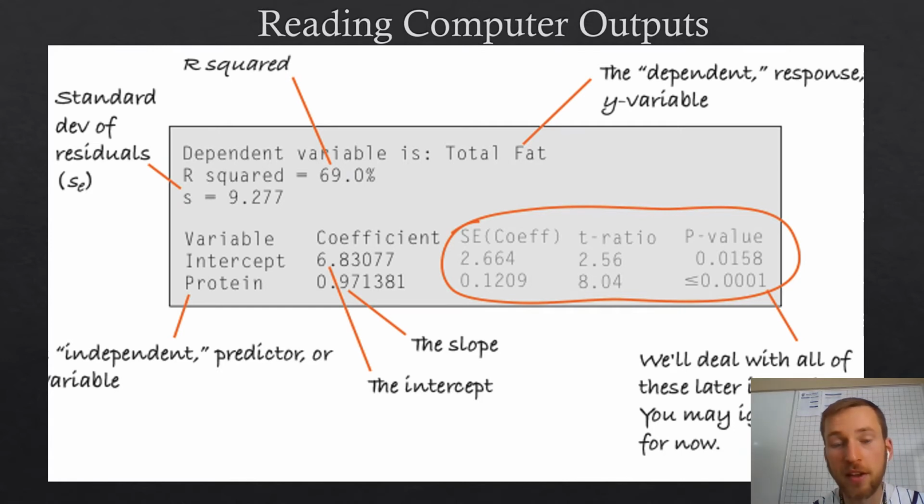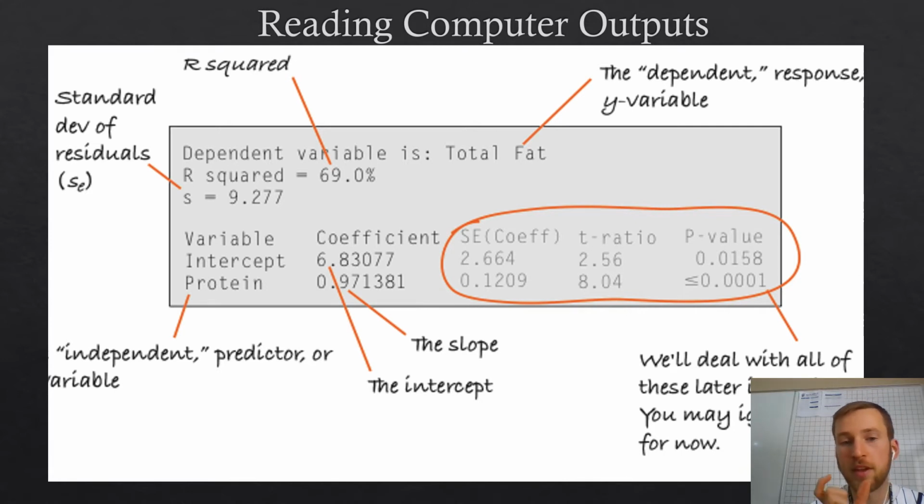That just means that is our y-intercept, okay? And then the coefficient in front of protein gives us our slope. So slope here would be 0.97. And this stuff on the right side doesn't mean a whole lot right now. We might talk about it later at the end of the year, but for now you can ignore that. The main part you need to realize from this table is where is the slope and where is the y-intercept.